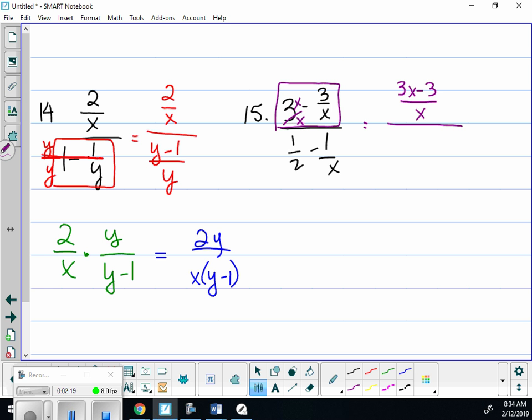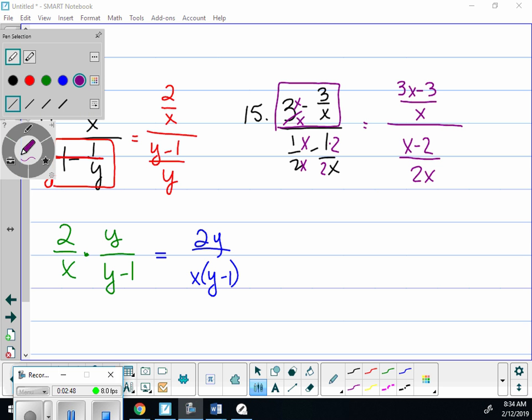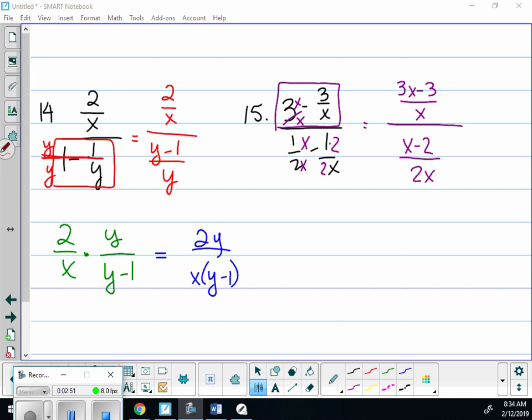So what's my common denominator going to be? 2x. So this fraction needs an x. This fraction needs a 2. So I have x minus 2 over 2x. Once we have a single fraction over a single fraction, we are going to take the fraction on the bottom and flip it and multiply.